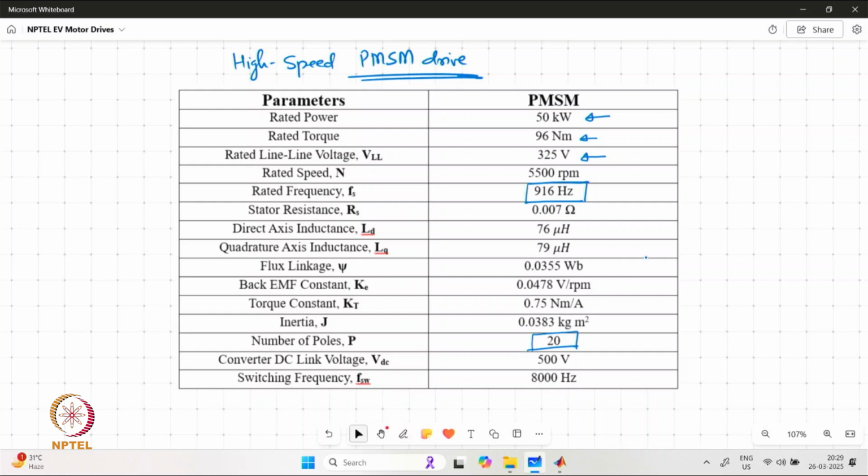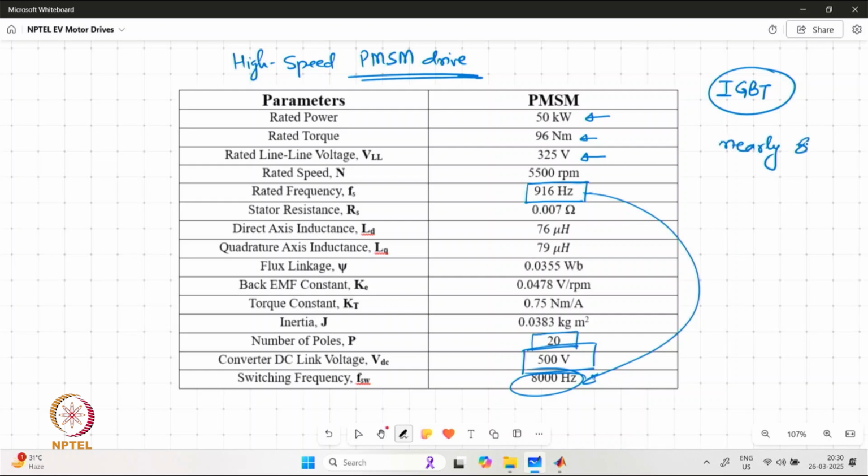For this particular system, we are considering a converter DC link of around 500 volts, and because we are going to operate the system with IGBT semiconductor devices, we cannot have a very high switching frequency, because the losses and other things are also required to be contained. So we have taken a switching frequency of 8 kilohertz over here, which is nearly 8 times the highest fundamental frequency.